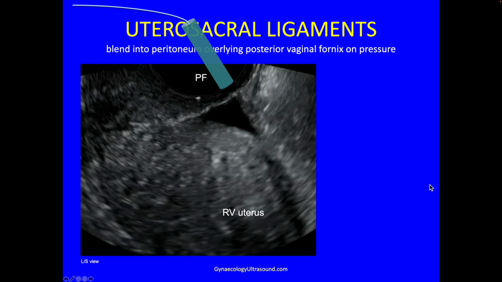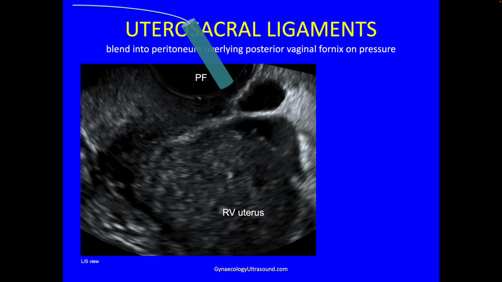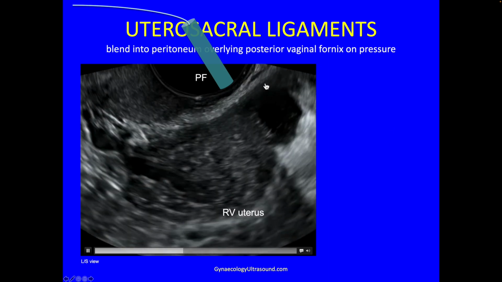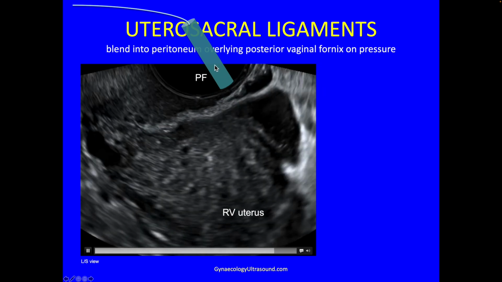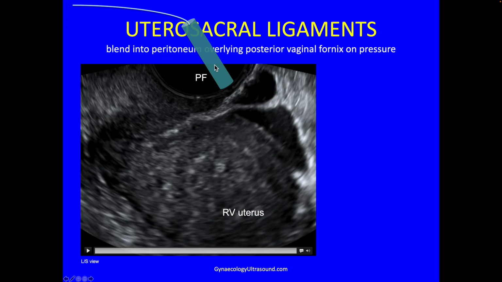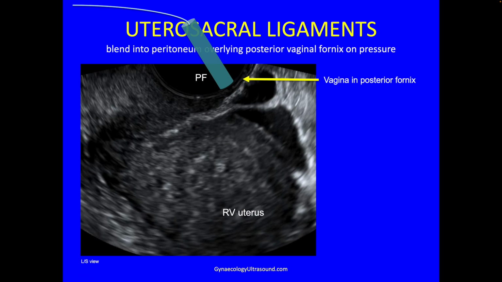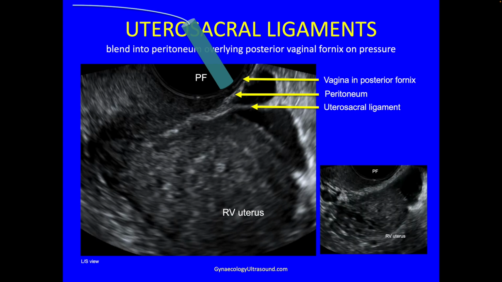I'll move the probe laterally a little bit, and then suddenly you'll see a uterosacral ligament there. That's the uterosacral ligament. With a bit of pressure, I'm applying it over the TV probe. A little bit of pressure from the probe, and here I'm letting go again. And what you can see is that we've got the vagina and the posterior fornix, peritoneum, and the uterosacral ligament. And when you press very gently, they all blend into one white layer overlying the tip of the probe. So that's a normal uterosacral ligament. So, different ways of looking at the same thing.